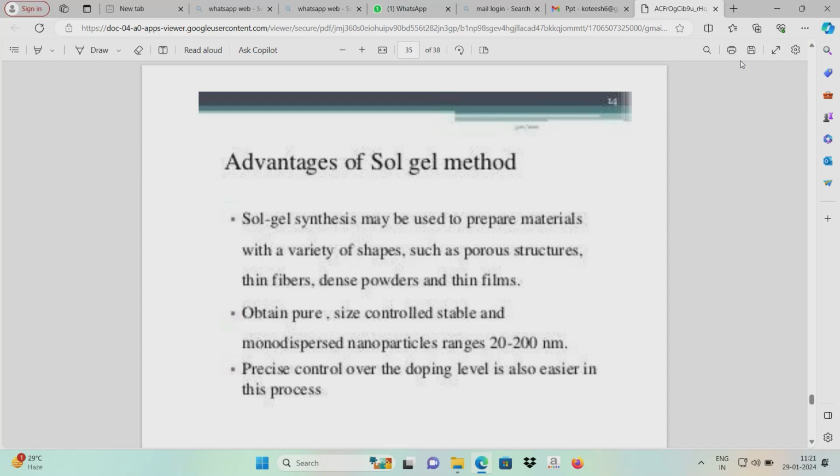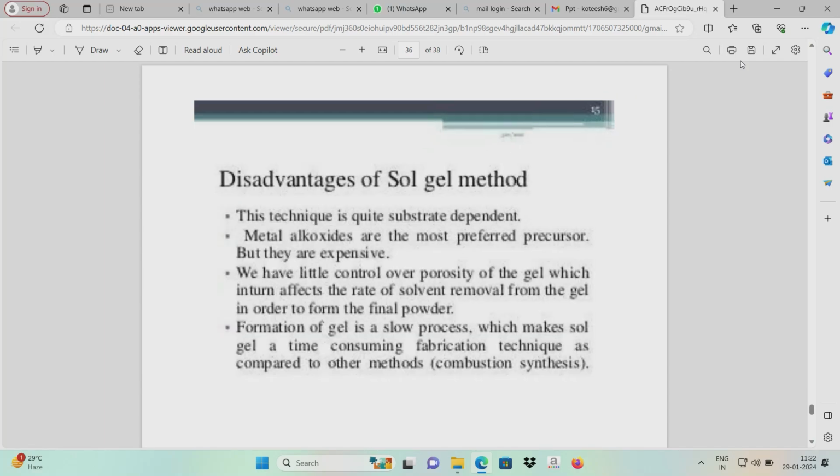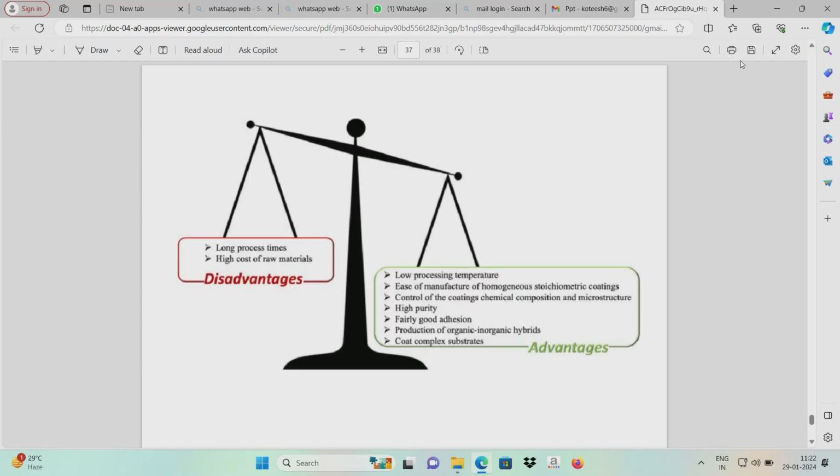In the sol gel technique, we can produce nano powder material up to 20 to 200 nanometer. And here we also come across some disadvantages: the gel forming process takes 2 or 3 days. For some compounds it can form in 2 to 3 hours. This makes the fabrication technique time consuming compared to other methods, and it is very difficult for us because we need to wait for the gel formation.